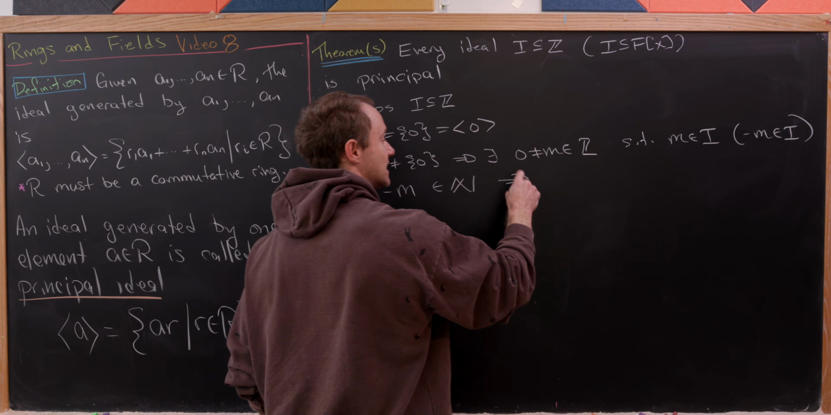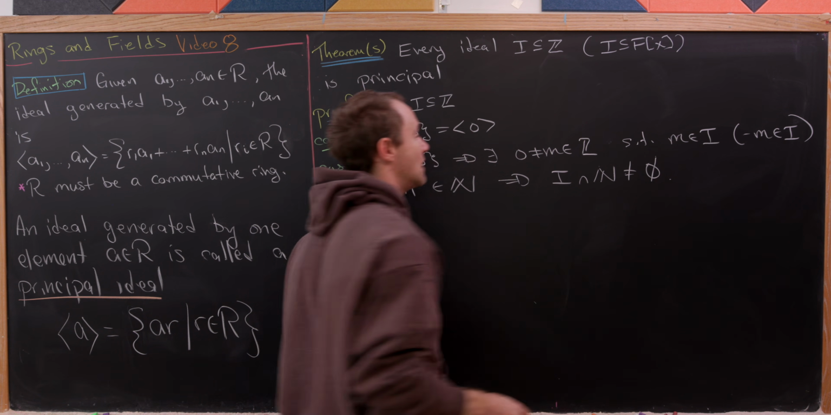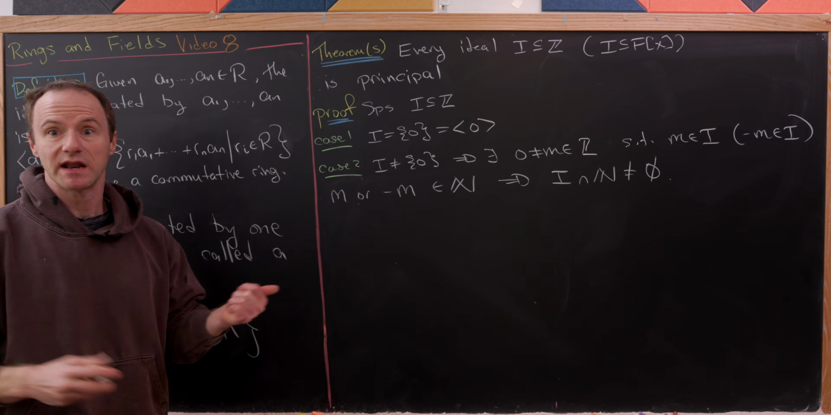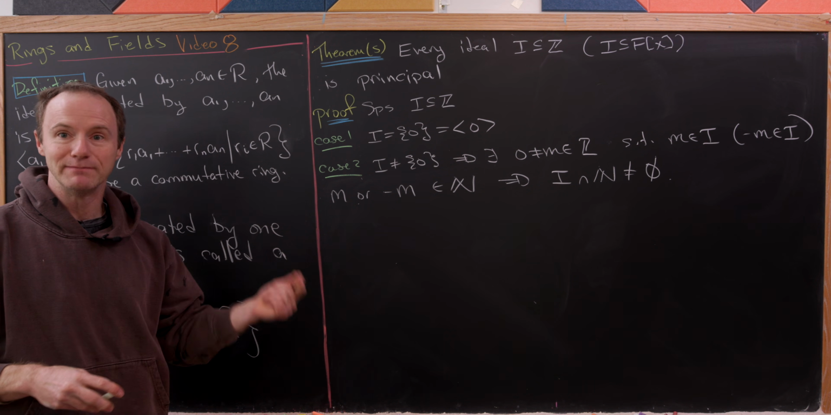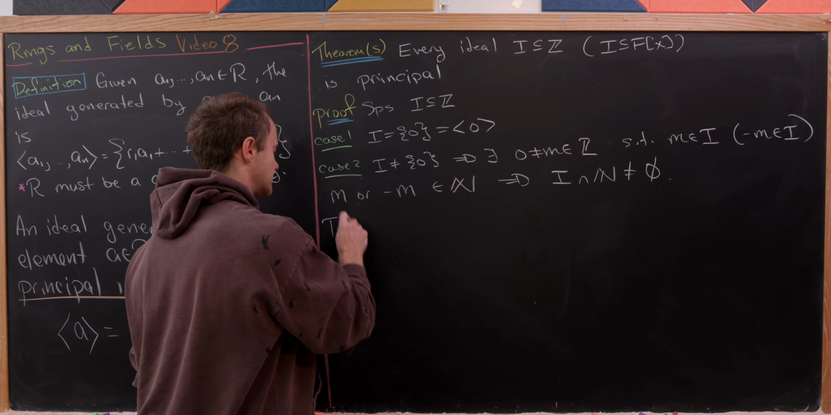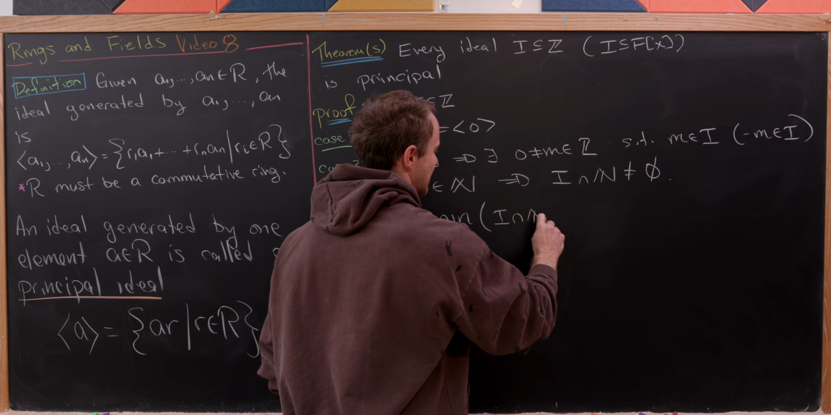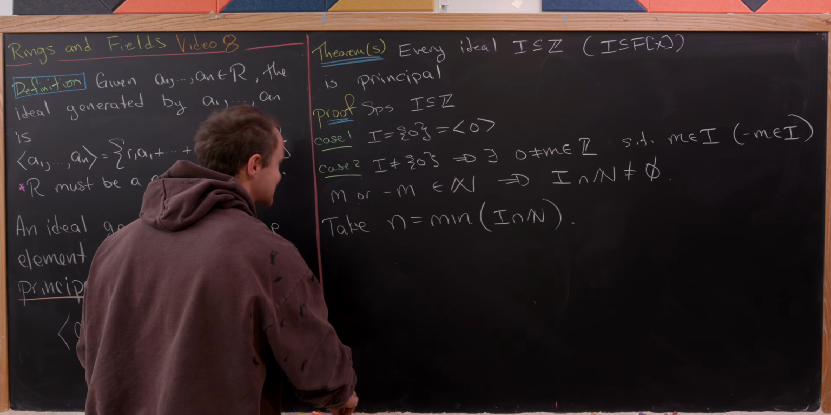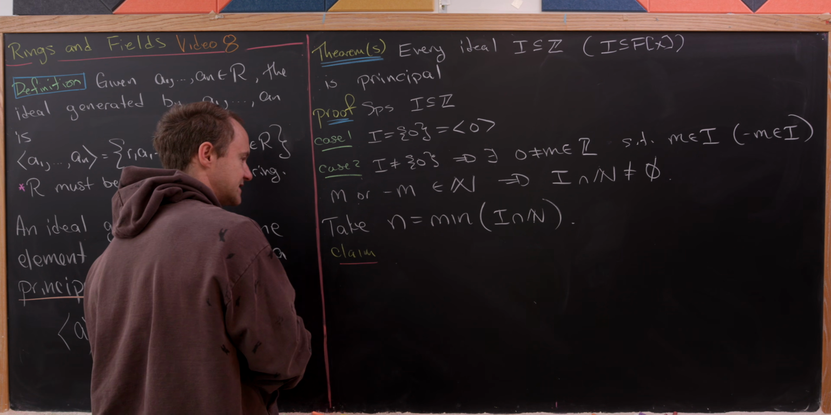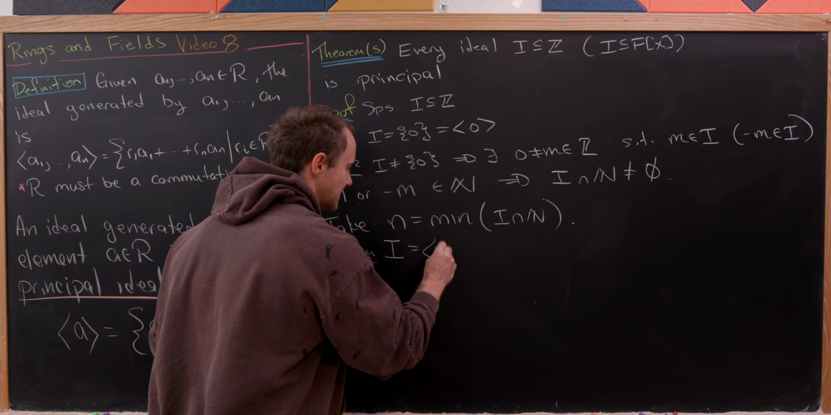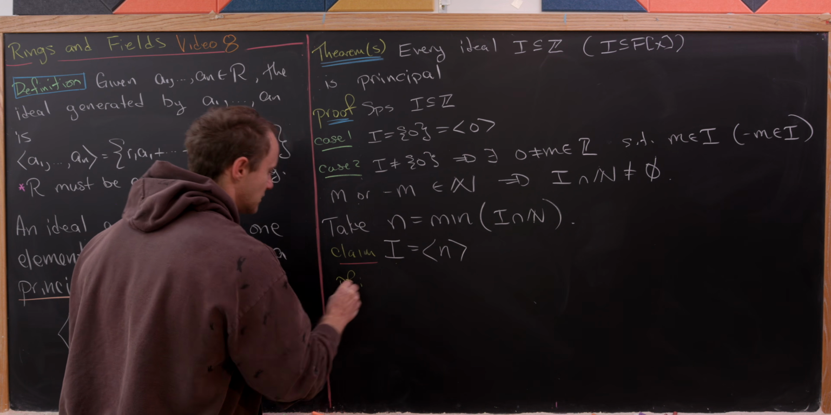But that tells us that our ideal I intersected with the natural numbers is non-empty. So that means it's a non-empty subset of the natural numbers. Well, every non-empty subset of the natural numbers has a minimal element. So let's take that minimal element. Let's take n to be equal to the minimal element of I intersected with the natural numbers. And then this claim is going to finish it all off. The claim in question is that the ideal that we've been working with is simply the principal ideal generated by n.